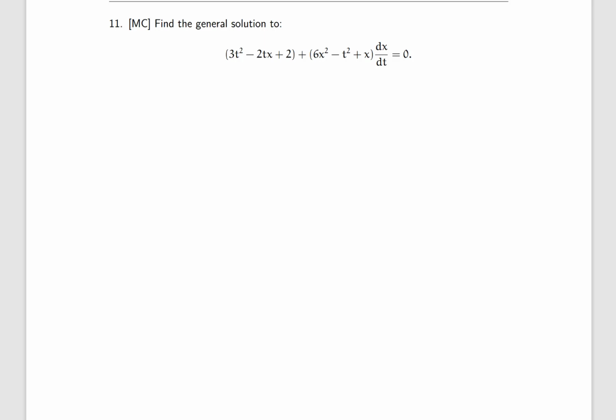Okay, so this is a first order equation, and it's not linear because we have terms like 6x squared, we're multiplying x by dx/dt, that sort of thing. So it's a nonlinear equation. And basically for an equation like this, there's two strategies. One is separation of variables, the other is to try to do this as an exact equation.